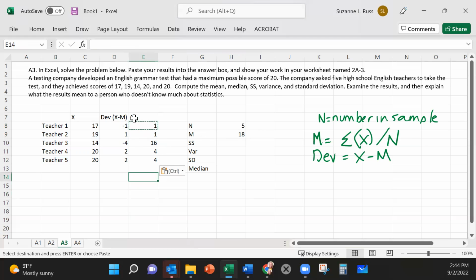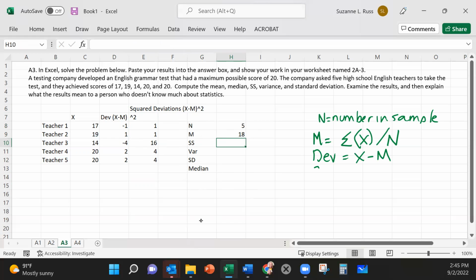So now we have our squared deviations. Let's write that up here. These are our squared deviations, x minus m squared. And so now we know what that column is. And so let's sum those up to get our sum of squared deviations.